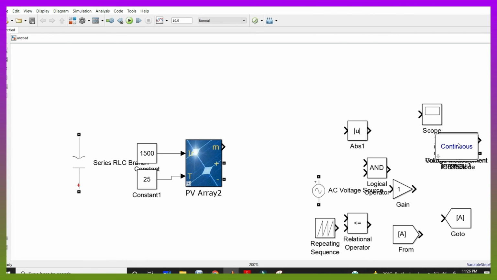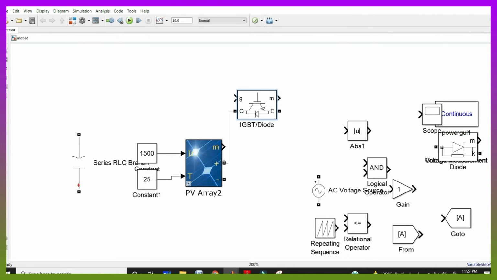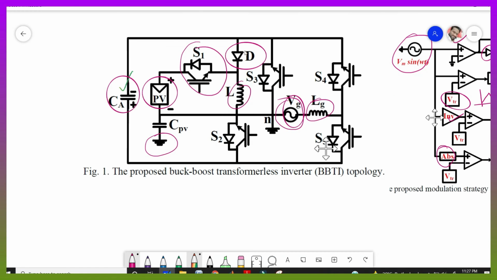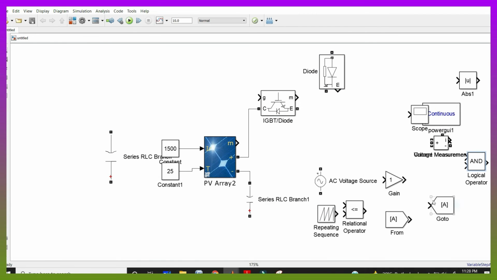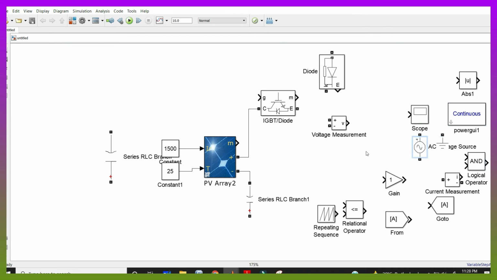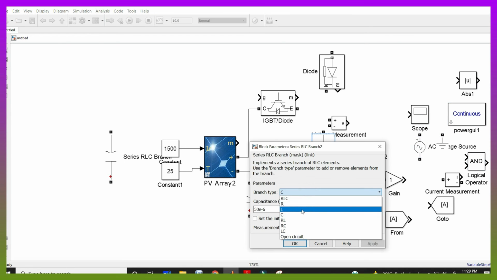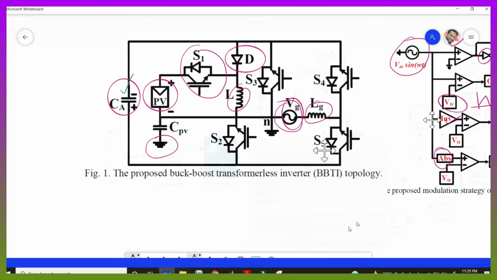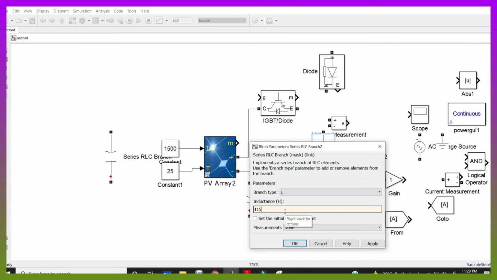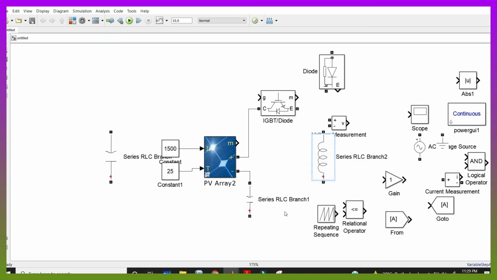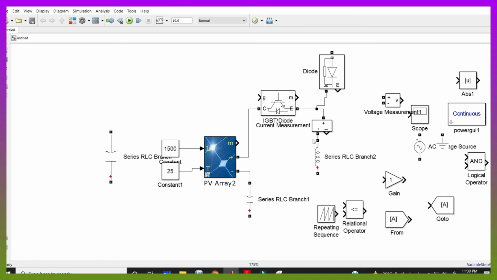Take the IGBT switch. Take this one, connect it to this positive. And here we also have the diode, inductor and switches, right? So connect the circuit like this and take the diode here and take the capacitor here for the ground terminal, and take the current measurement to measure the current, and take the inductor also. What is the inductor value? Here the input inductor is 115 microhenry, right? 115 e power minus 6. That's it. And connect it to the current measurement like this.